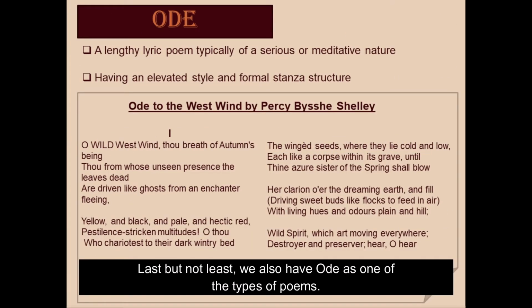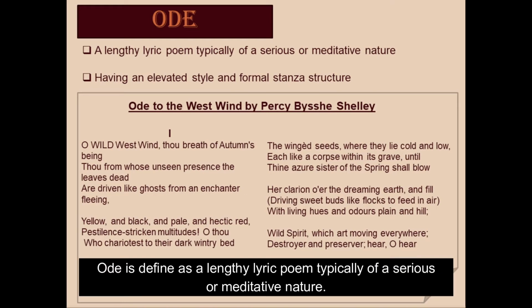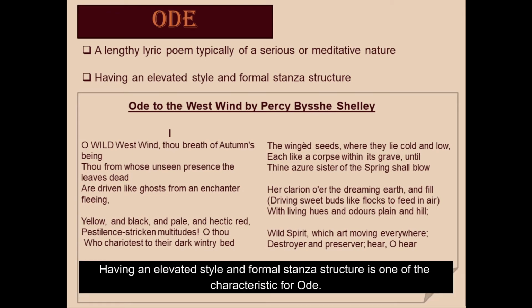Last but not least, we also have ode as one of the types of poem. Ode is defined as a lengthy lyric poem which is typically of a serious or meditative nature. Having an elevated style and formal stanza structure are some of the characteristics of ode.